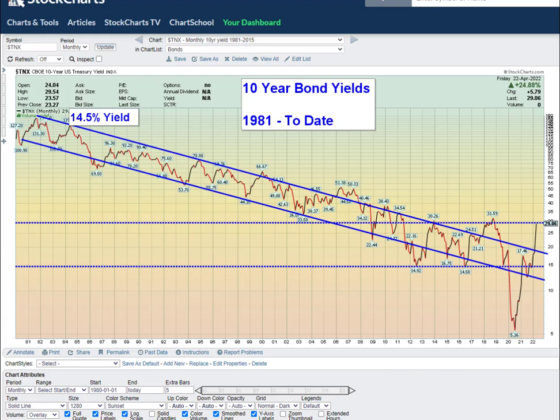I have a link on the blog site to a very good video on the linkages between liquidity and financial assets. It's about an hour long. I highly recommend watching that video if there's any doubt in your mind, or if you just want to have a nice review of how liquidity affects financial assets. I highly recommend that video.